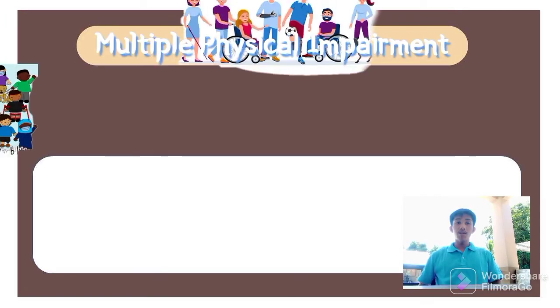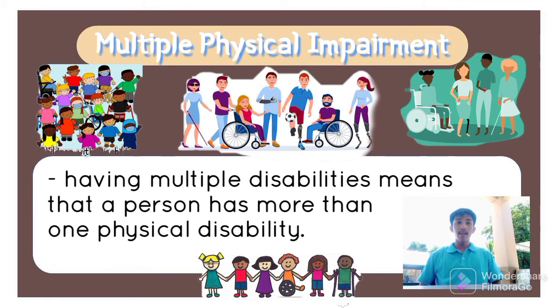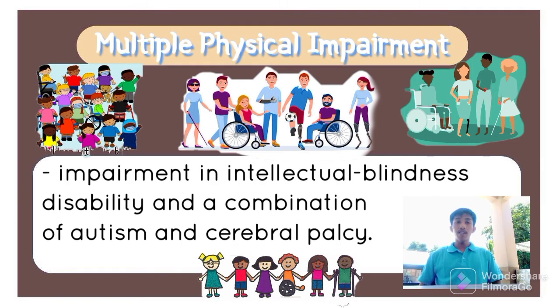Another impairment is multiple physical impairment. Having multiple disabilities means that the person has more than one disability. For example, an intellectual disability and blindness, or a combination of autism and cerebral palsy. For better comprehension, listen to the story of Sharon, who has multiple physical impairment.